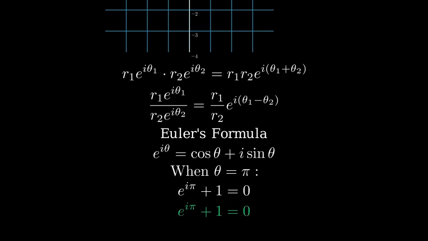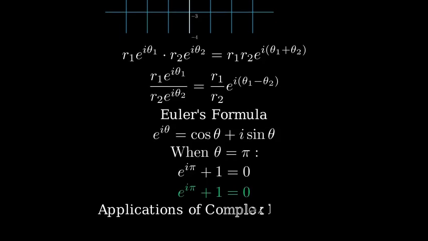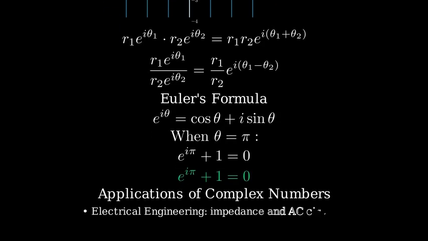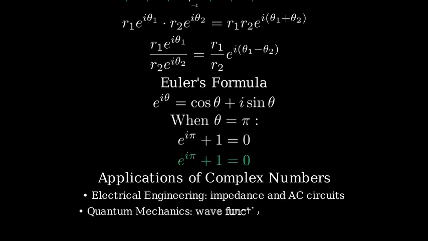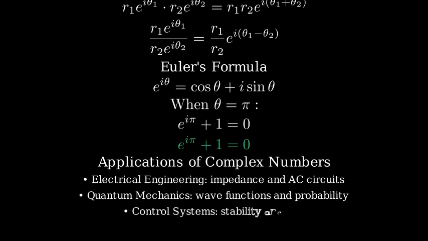Complex numbers have numerous applications in various fields of mathematics, physics, engineering, and more. Here are just a few examples. In electrical engineering, complex numbers are used to represent impedance, which combines resistance and reactance. In quantum mechanics, complex numbers are fundamental in describing the wave function of a quantum system. In control systems, complex numbers help analyze system stability.